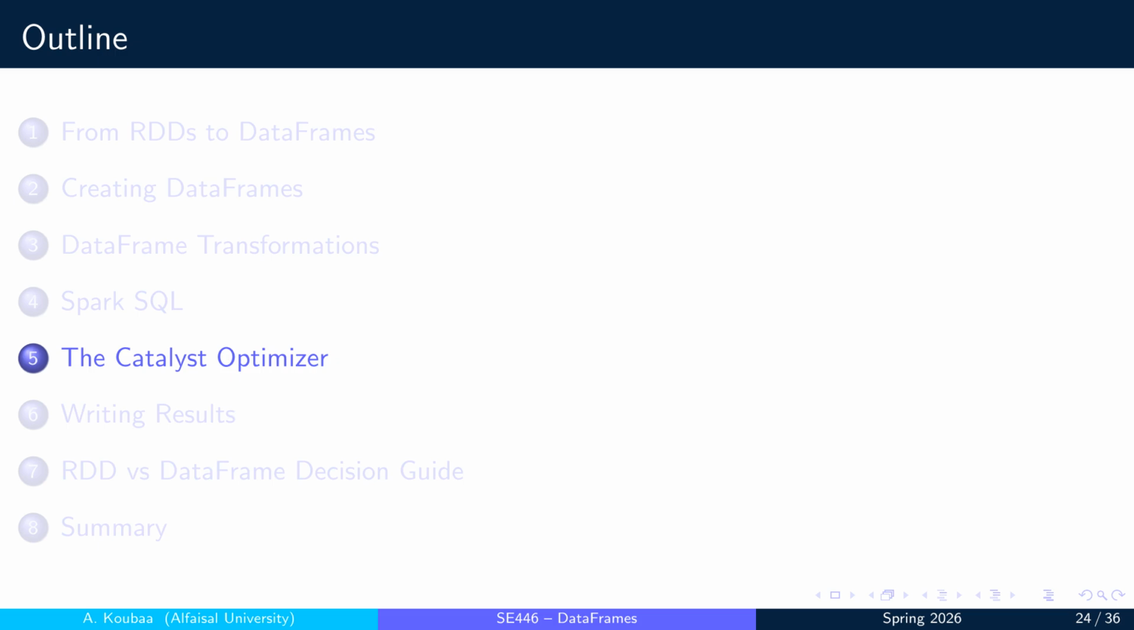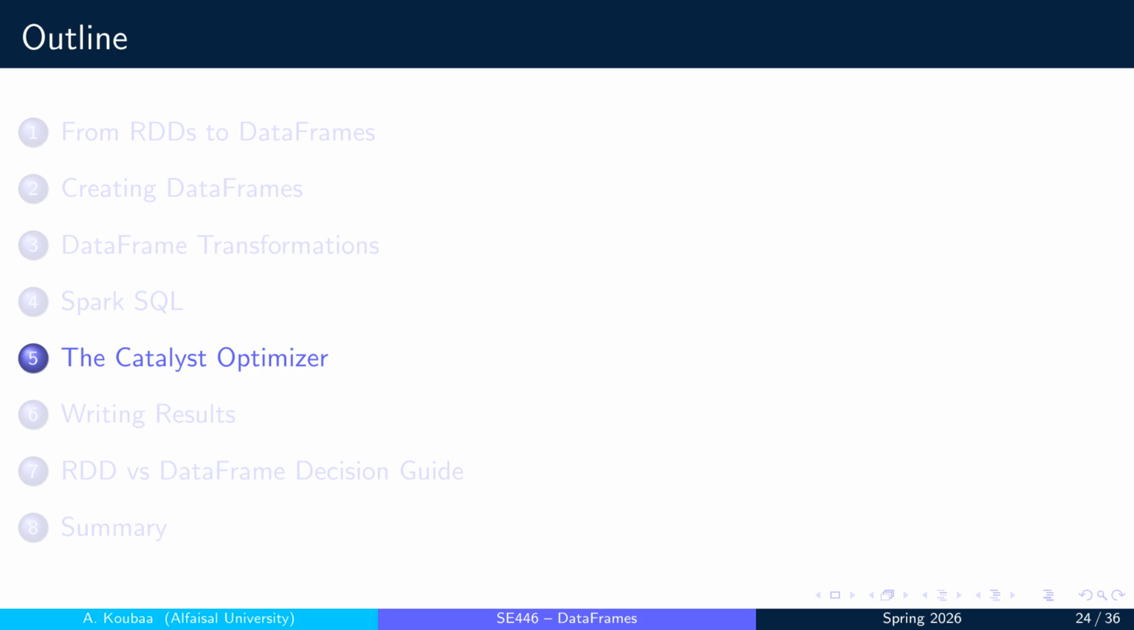This naturally leads to a very important question. How does Spark achieve this? And what makes data frames so much more performant than their predecessor, the RDD? To answer this, we will structure our discussion today as follows. First, we will trace the evolution from RDDs to data frames to understand the fundamental shift in abstraction. We will then cover the practical aspects of creating data frames and applying transformations. After that, we'll revisit Spark SQL in more detail.